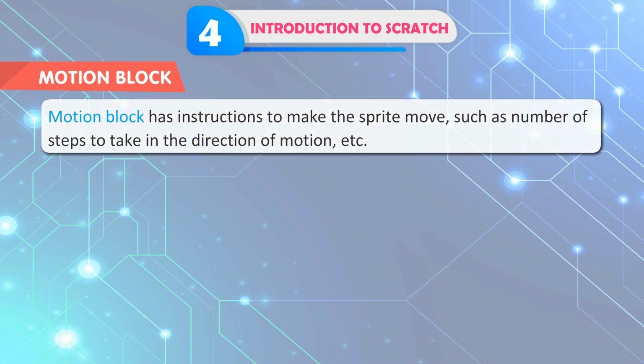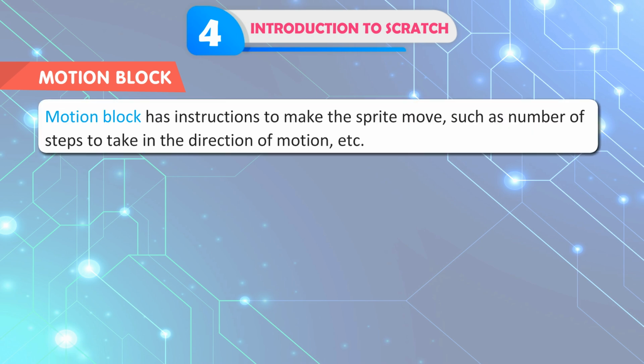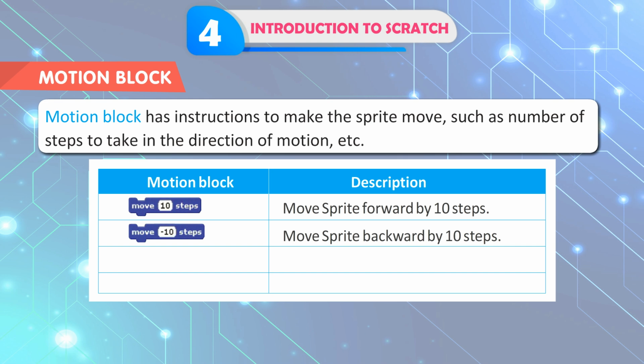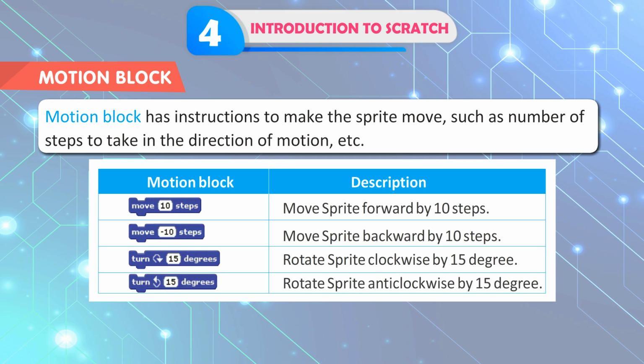Motion block. Motion block has instructions to make the sprite move, such as number of steps to take in the direction of motion, etc. Motion block description. Move 10 steps. Move sprite forward by 10 steps. Move 10 steps. Move sprite backward by 10 steps. Turn 15 degrees. Rotate sprite clockwise by 15 degrees. Turn 15 degrees. Rotate sprite anti-clockwise by 15 degrees.